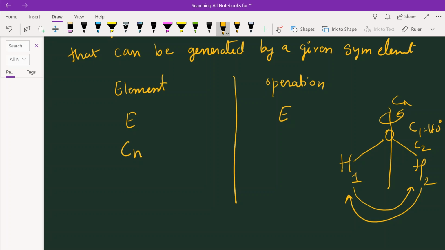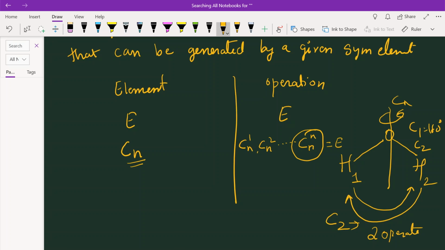So operating the C2 principal axis two times gives us the original molecule. This indicates that if it is a Cn element of symmetry, if you apply Cn one time, Cn two times, and you continue till Cn n times, this Cn n times is nothing but equal to the identity molecule.